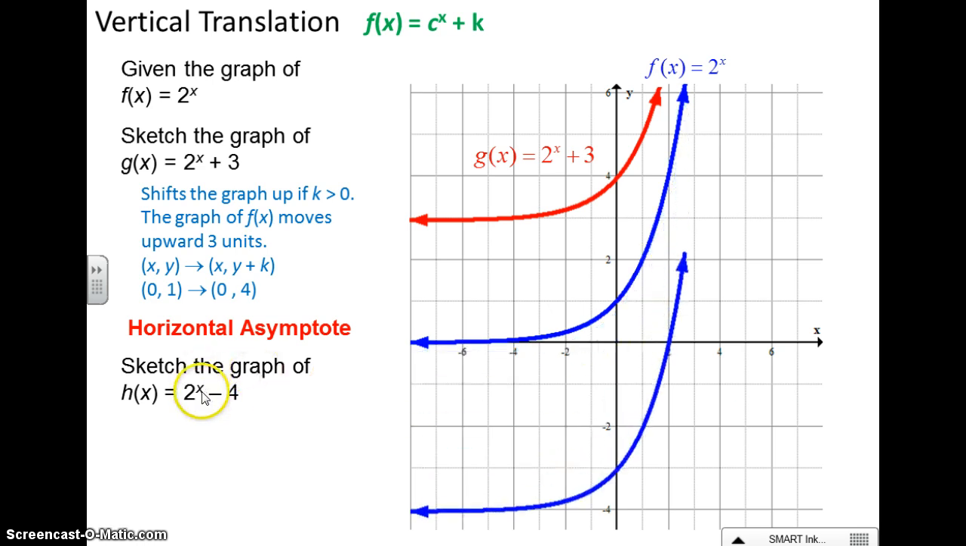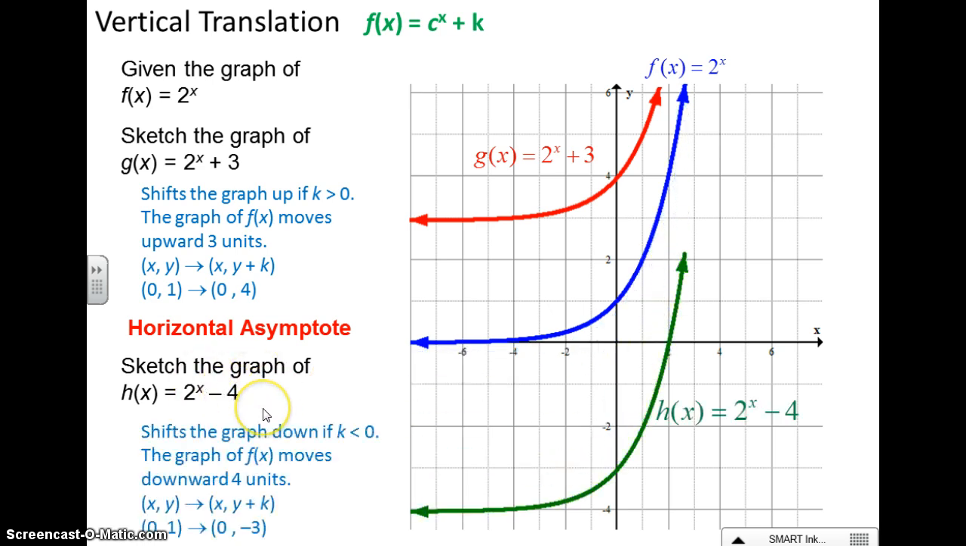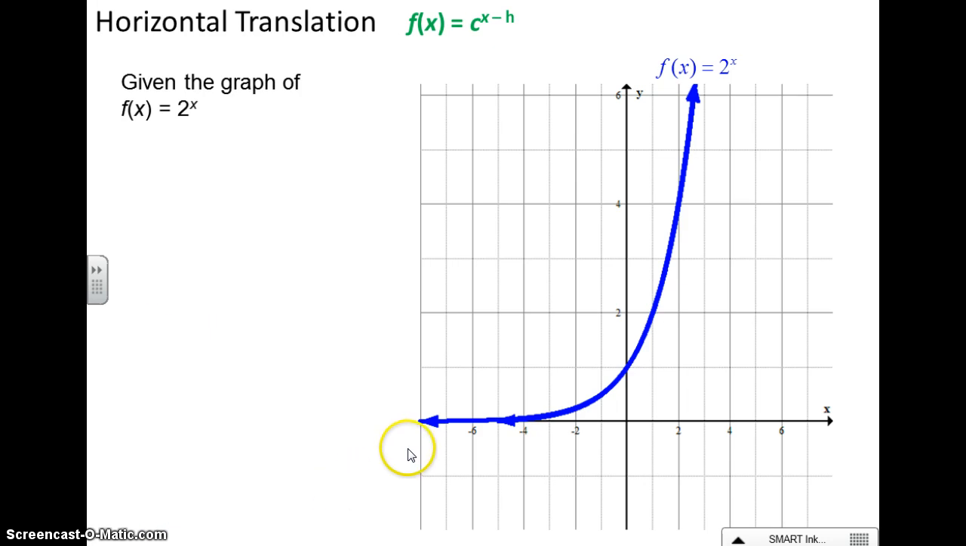And if we were to sketch 2 to the x minus 4, it would move the horizontal asymptote downward 4 units. So it would be sitting on y equals minus 4, and (0, 1) would become the point (0, minus 3).